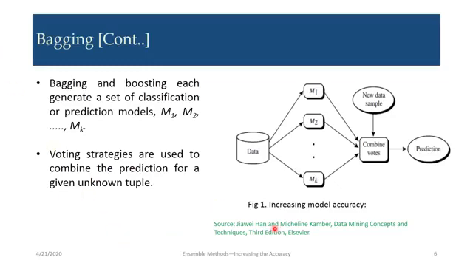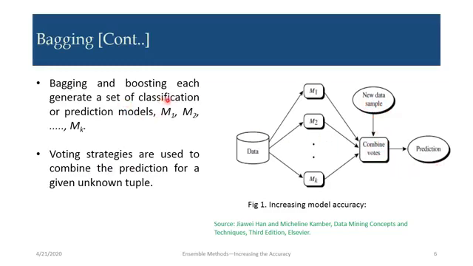Now, you can see this figure. This is figure 1, which shows increasing model accuracy. We have taken a data tuple, and now we are predicting its class label. M1, M2 up to Mk, so k number of models. Each of these M1, M2 is considered as one classifier. Now, we can have the classification results, and we can combine the votes. For new data samples, based upon that we are classifying and predicting the class label.